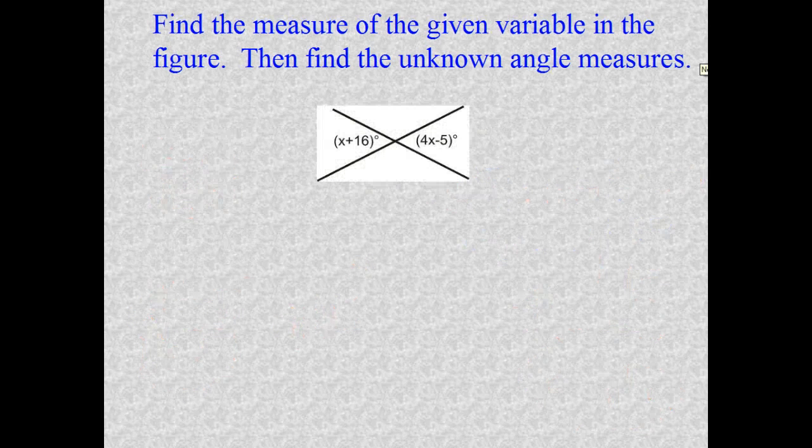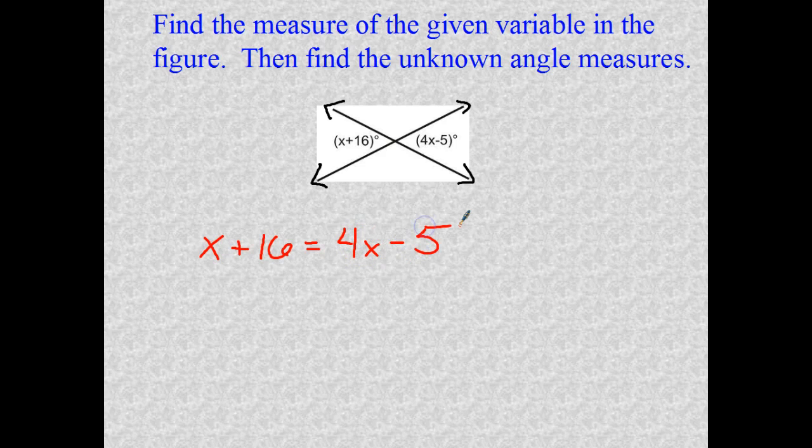Okay, the last one looks to me like we have two straight lines and they are intersecting each other. And let me throw the arrows on there. And what do we know about vertical angles? They should be equal to each other. So let's set them equal. And do our inverse operations. We bring our items from one side to the other.